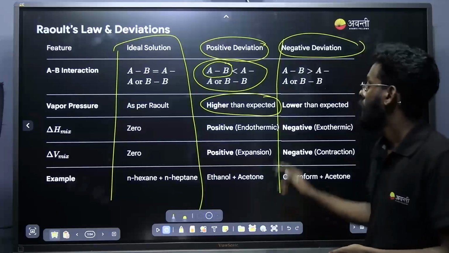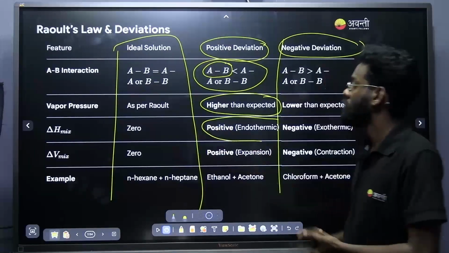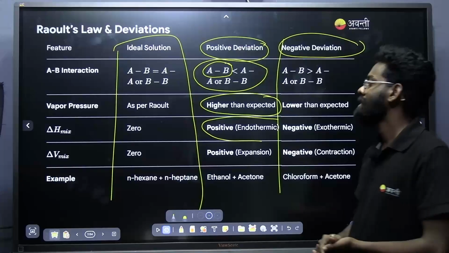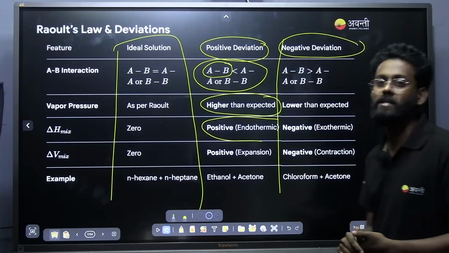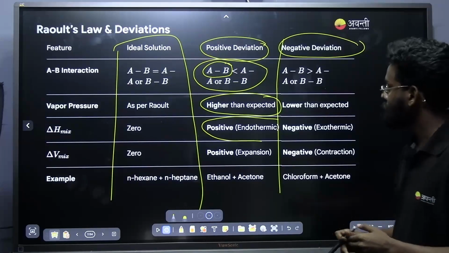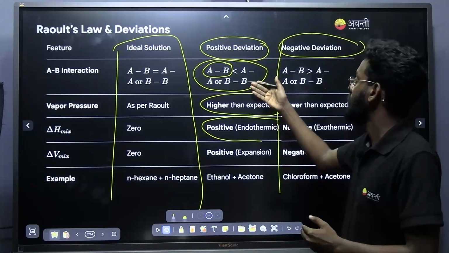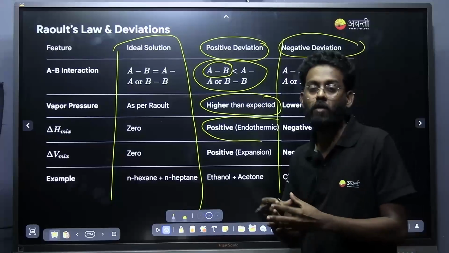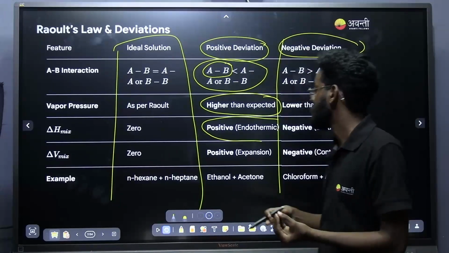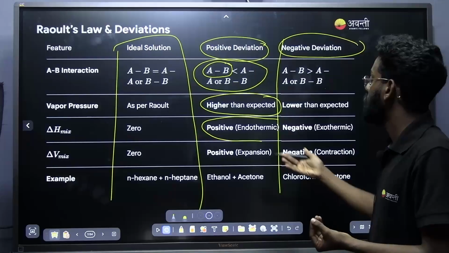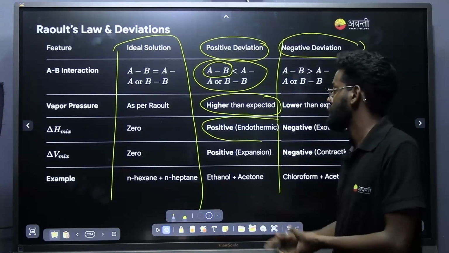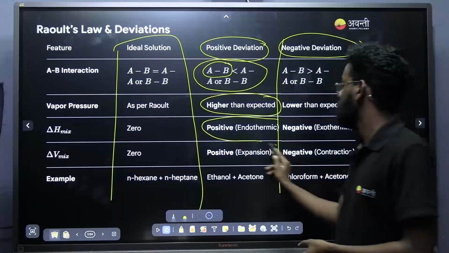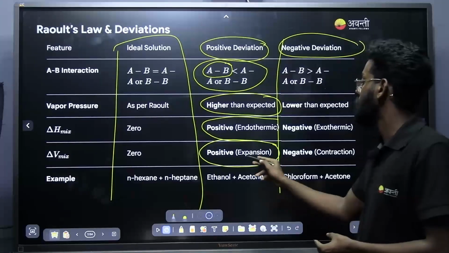Okay, and what about the enthalpy? Enthalpy will be positive, that is delta H will be positive, because it is forming a bond which has less interaction. So to break that bond we need to supply energy, so it is positive. And what about delta V mixing? Delta V mixing will be positive.